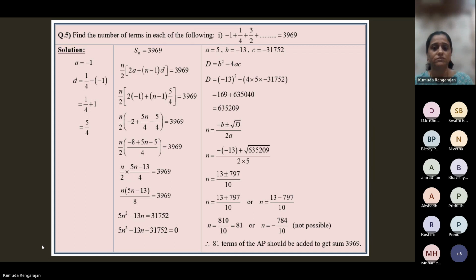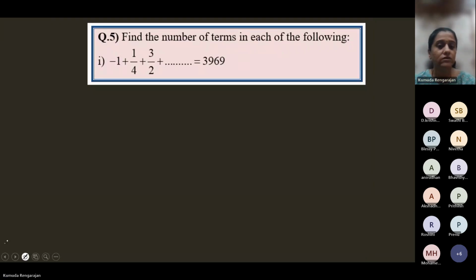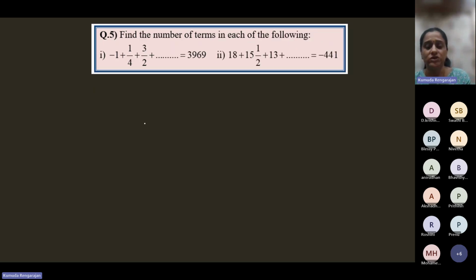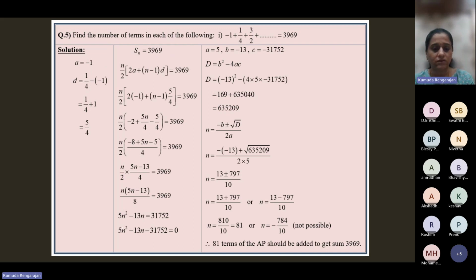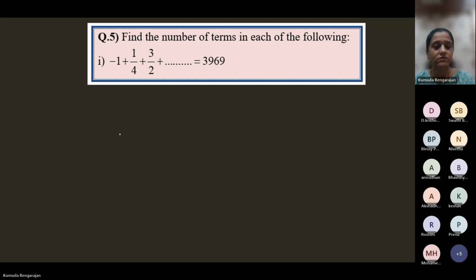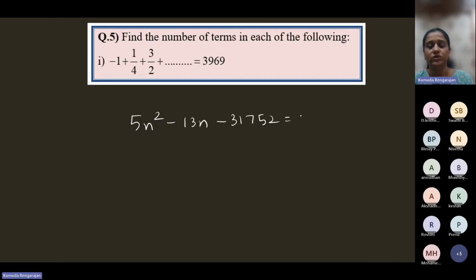Yeah, please work, children. And the quadratic formula, I think we have seen earlier, but we'll just recall. We use the quadratic formula to solve a quadratic equation. Here you get a quadratic equation in n, and what is that? 5n square minus 13n minus 31752 is equal to 0. So we'll have to solve this quadratic equation and find the two values for n.